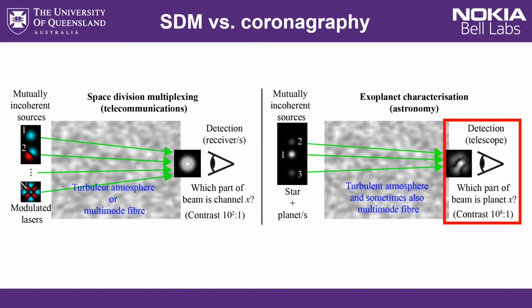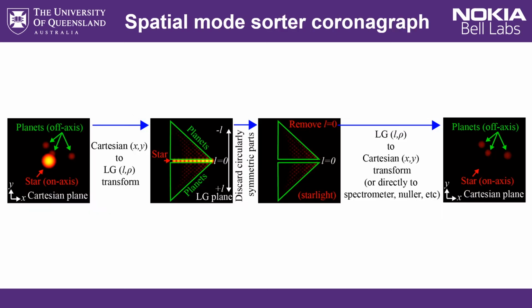So whereas for telecommunications, you might be happy with an extinction of 1 part in 10 to the 2, for exoplanet characterization, you're looking for at least 1 part in 10 to the 4, but ideally as much as 10 to the 8, if you're looking for Earth-like planets. The principles I'll be discussing here are based on a new device called a Laguerre-Gaussian mode sorter, which is implemented using multiplane light conversion, MPLC. It's a device first used as the spatial multiplexer and demultiplexer in telecommunications.